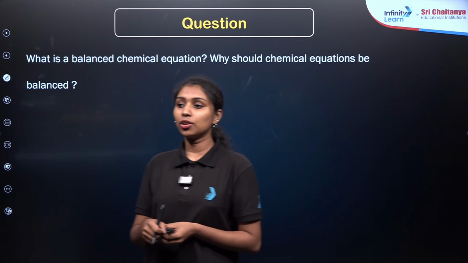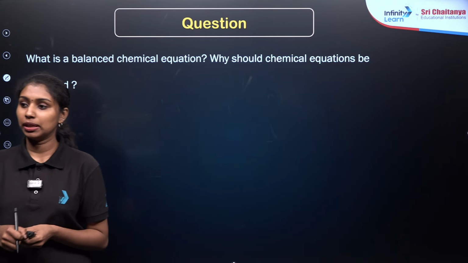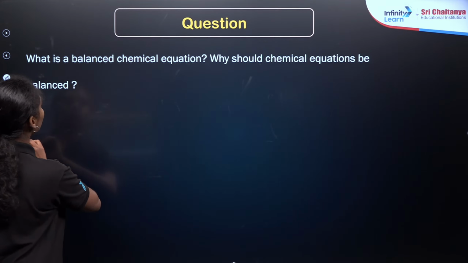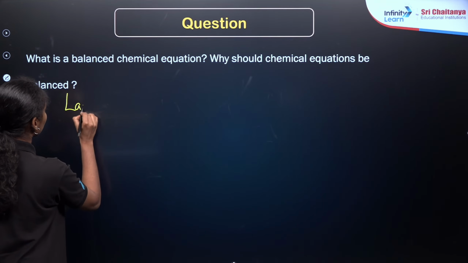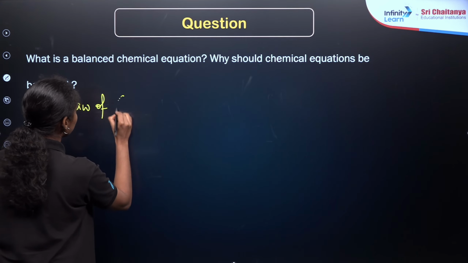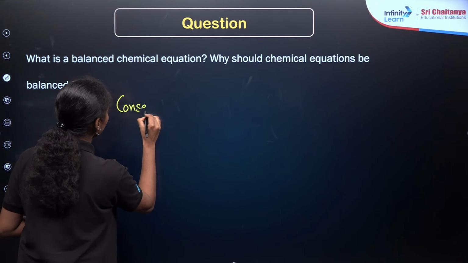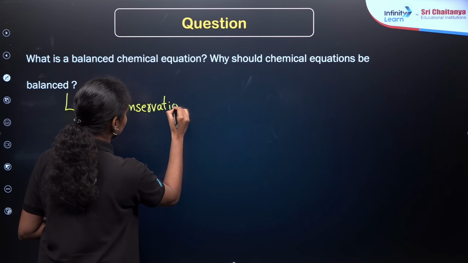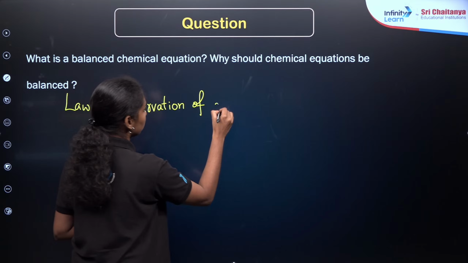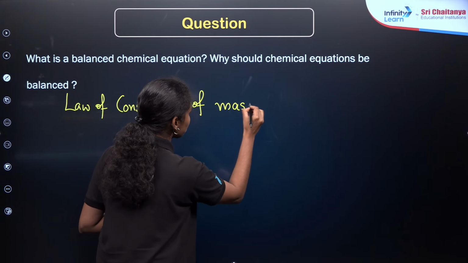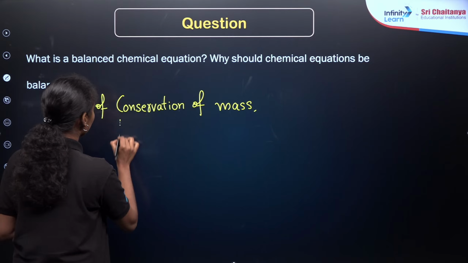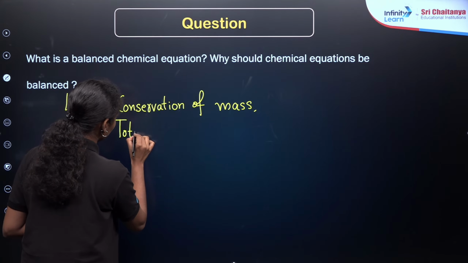Maybe in grade 9 you have studied the law of conservation of mass, right? The law of conservation of mass means that mass can neither be created nor be destroyed. So according to the law of conservation of mass, in a particular reaction the total mass of the reactants should be equal to the total mass of the products.